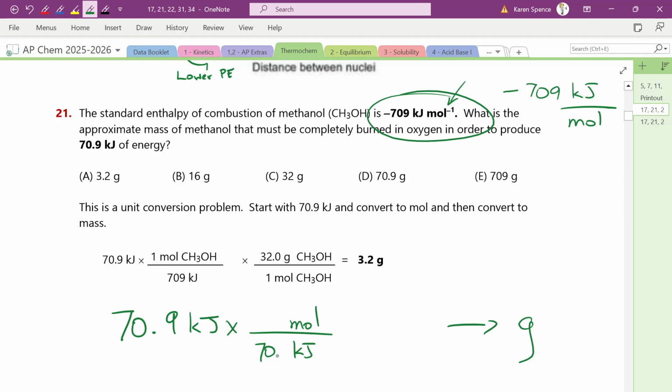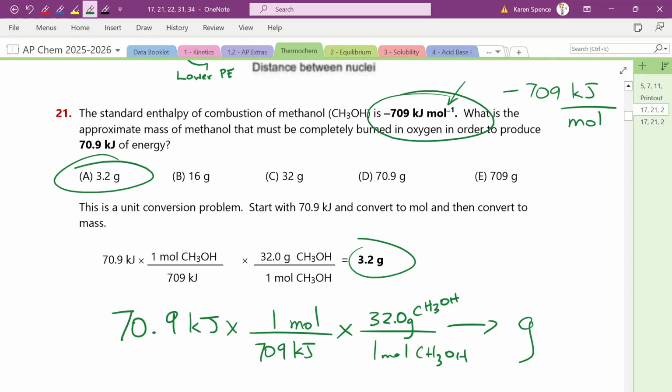So let's cancel out our kilojoules and find our moles. So that is 709. And I'm not going to worry too much about my signs. I don't really care that it's negative because I'm releasing or gaining or whatever. It doesn't matter in terms of the grams. And it's a multiple choice question, so it doesn't really matter whether I'm showing my work as positive or negative. Okay. And then the molar mass, you would have to calculate that, but we get 32.0 grams of CH3OH per 1 mole of CH3OH. And that gives us the grams, and that's it, 3.2 grams. There we go.